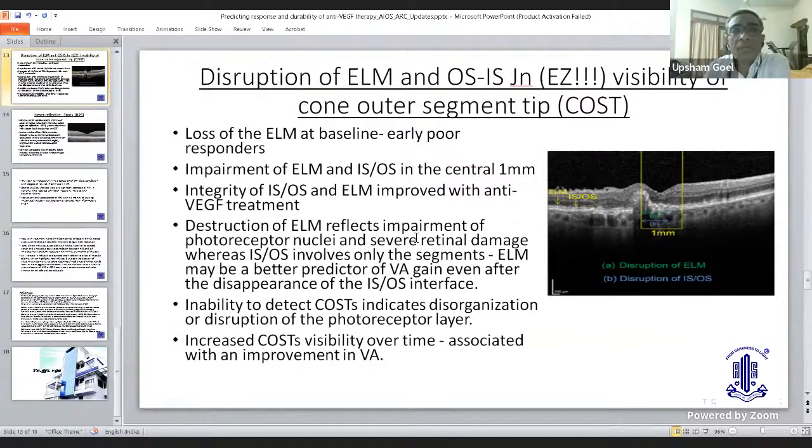So naturally, again, impairment of the ELM and OSIS junction in the central 1 mm would cause a worse visual outcome. Damage to the external limiting membrane seems to be a worse prognosticator than short-term damage to the photoreceptor tips itself. The destruction of ELM reflects impairment of the photoreceptor nuclei and severe retinal damage, whereas OSIS damage can, to some extent, be recovered with treatment.